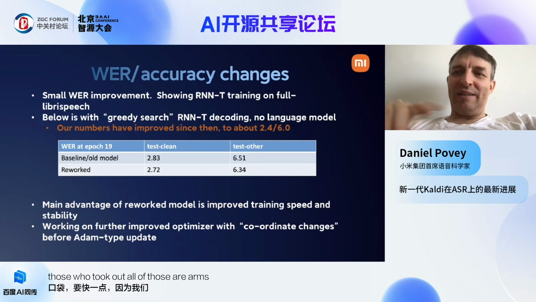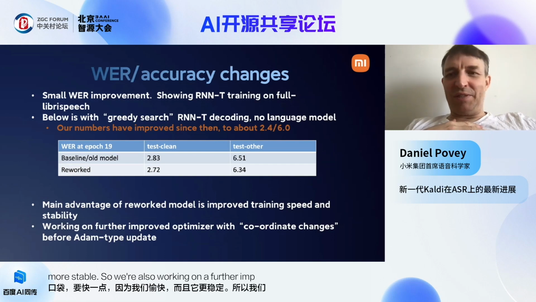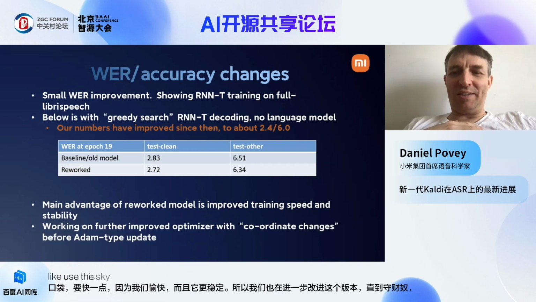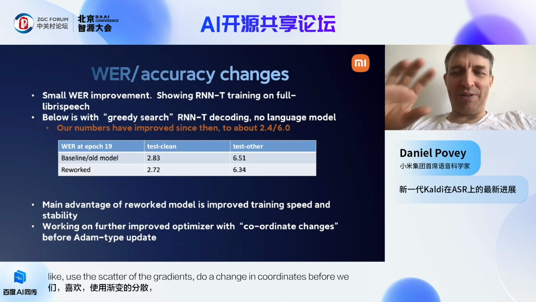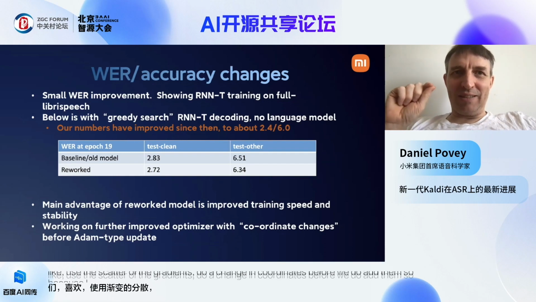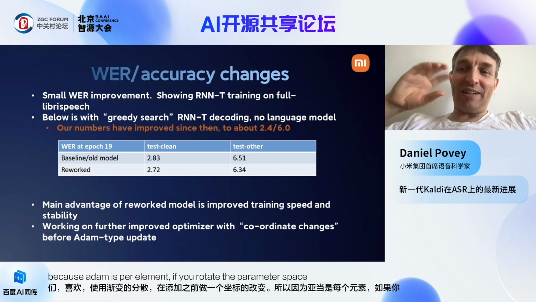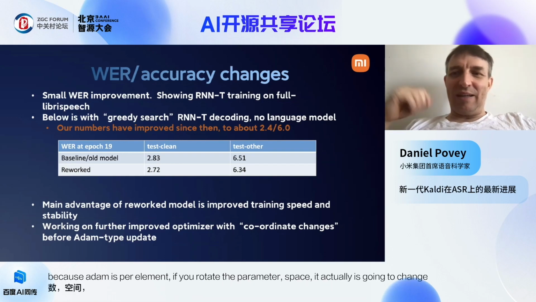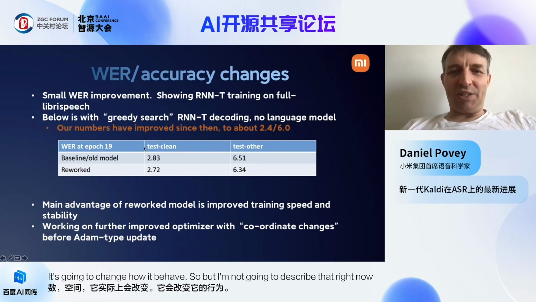Plus it's more stable. So we're also working on a further improved version of this optimizer, where we use the scatter of the gradients to do a change in coordinates before we do Adam. Because Adam is per element, if you rotate the parameter space, it's going to change how it behaves. But I'm not going to describe that right now. It's not really finished.